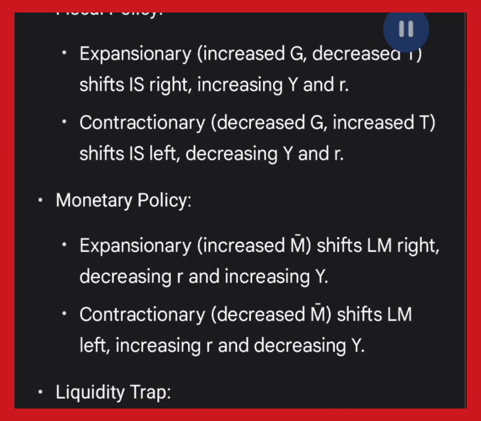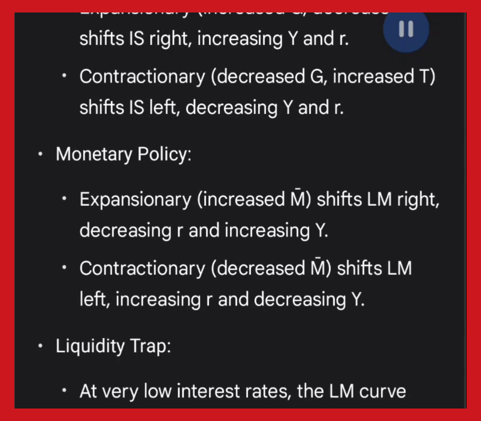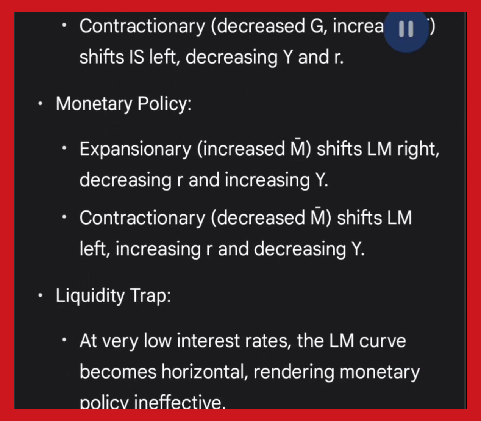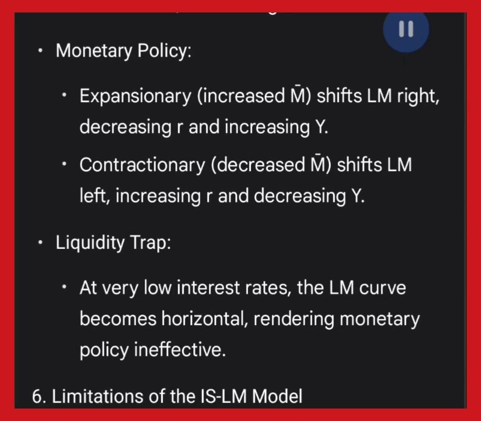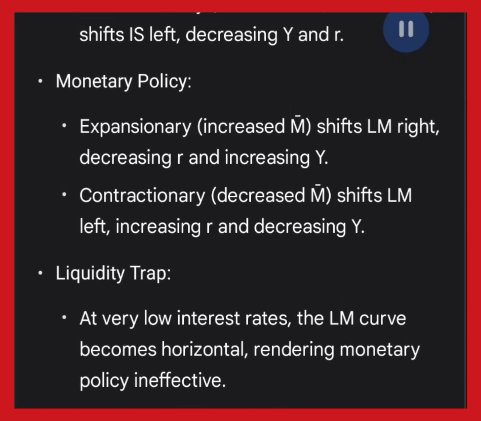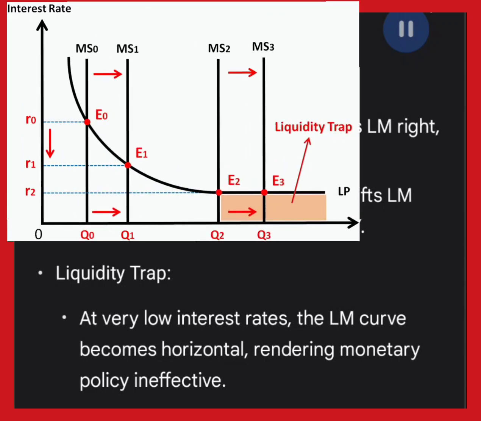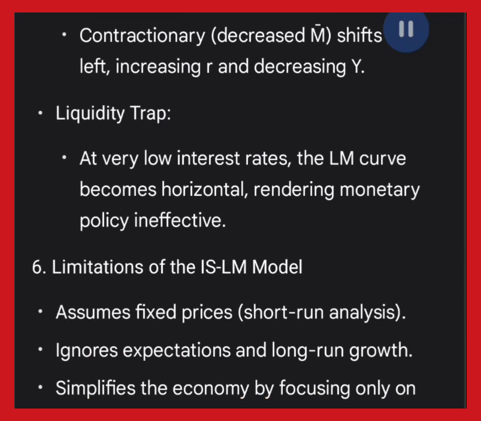Monetary policy. Expansionary: increased M-bar shifts LM right, decreasing R and increasing Y. Contractionary: decreased M-bar shifts LM left, increasing R and decreasing Y. Liquidity trap. At very low interest rates, the LM curve becomes horizontal, rendering monetary policy ineffective.